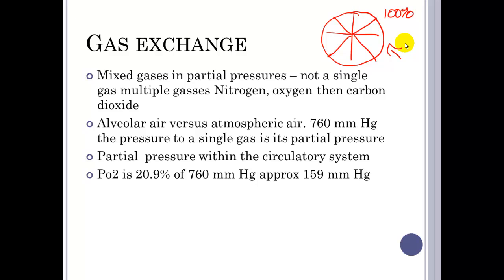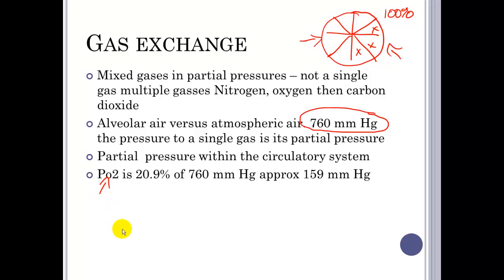All right, alveolar air versus atmospheric air. 760 millimeters of mercury is the pressure, and for a single gas, it's its partial pressure. So at 1 atmosphere, at sea level, our atmospheric sample has 760 millimeters of mercury pressure, or 760 torr. Partial pressure is within the circulatory system. So when we talk about partial pressure, we're talking about slices of this pie. And an example down here is PO2.